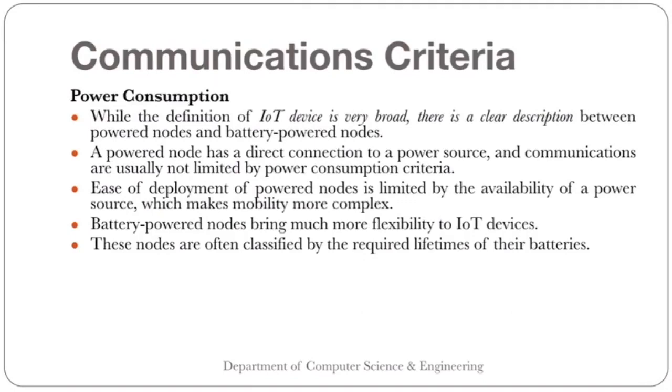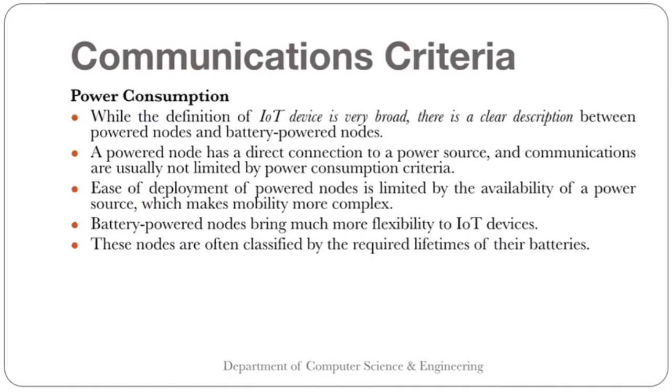Then the next one is power consumption. So while the definition of an IoT device is very broad, there is a clear distinction between the powered node and battery powered node. Okay, so now we know the difference between powered and battery powered. So a powered node has a direct connection to the power source, and communications are usually not limited by power consumption criteria.